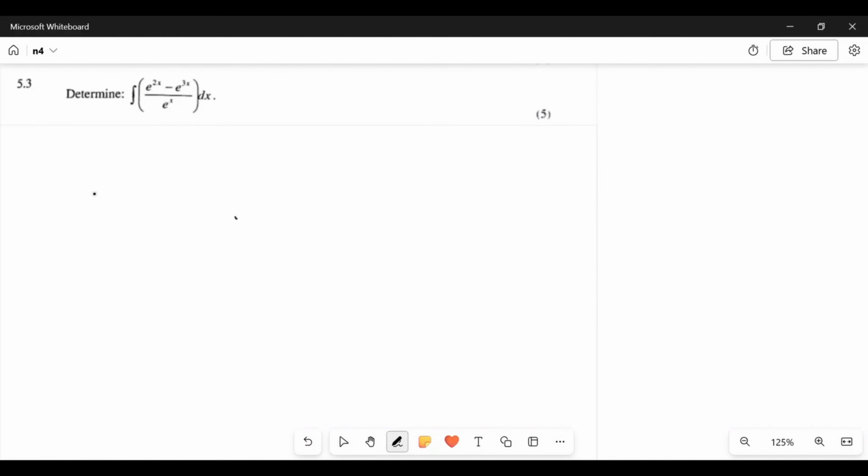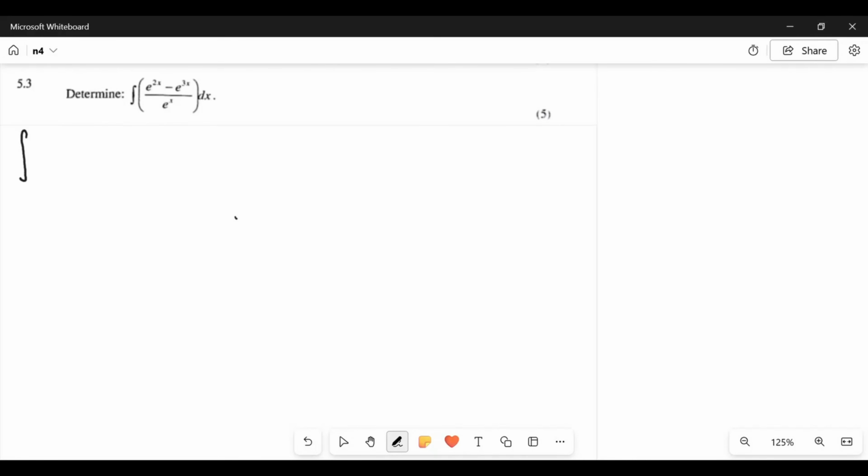All right, guys, let's look at 5.3. Now, 5.3, we are given this expression here. They say determine sigma, open bracket, e to the power of 2x minus e to the power of 3x, close bracket, divided by e to the power of x multiplied by dx. Now, this one here, guys, before we integrate, we need to simplify. So let me simplify it first.